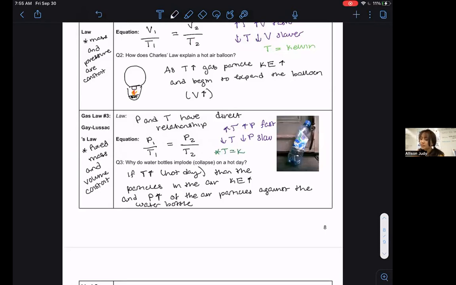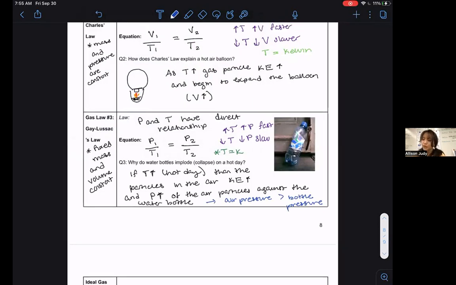And so what happens is that what we call atmospheric pressure, the pressure of the air, is now greater than the bottle pressure. And that results in your water bottle being crushed. Some of you guys might have heard of the crushed can experiment. If you went to a really cool middle school where you did lots of experiments, this would be the same principle.